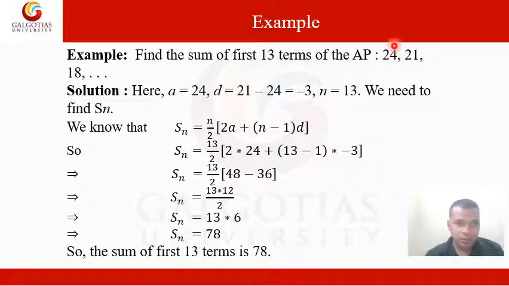So a is your 24, d will be 21 minus 24, that is going to be minus 3, and n is your 13. That means you want to find the sum of first 13 terms. So the sum of n terms can be obtained by putting all the values inside this formula. So here Sn will be equal to 13 into 12 by 2. So I can say that it is going to be 78. So the sum of first 13 terms of the AP given by 24, 21 and 18 and so on is equal to 78.